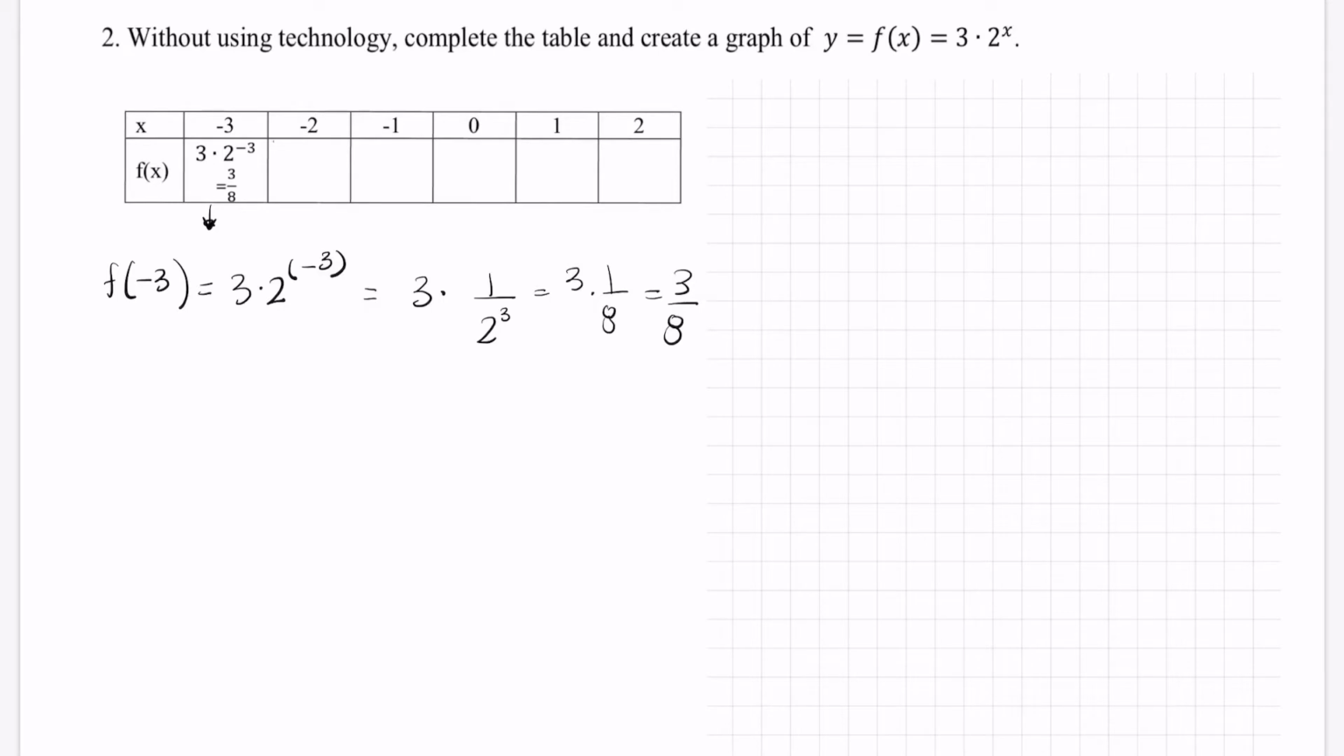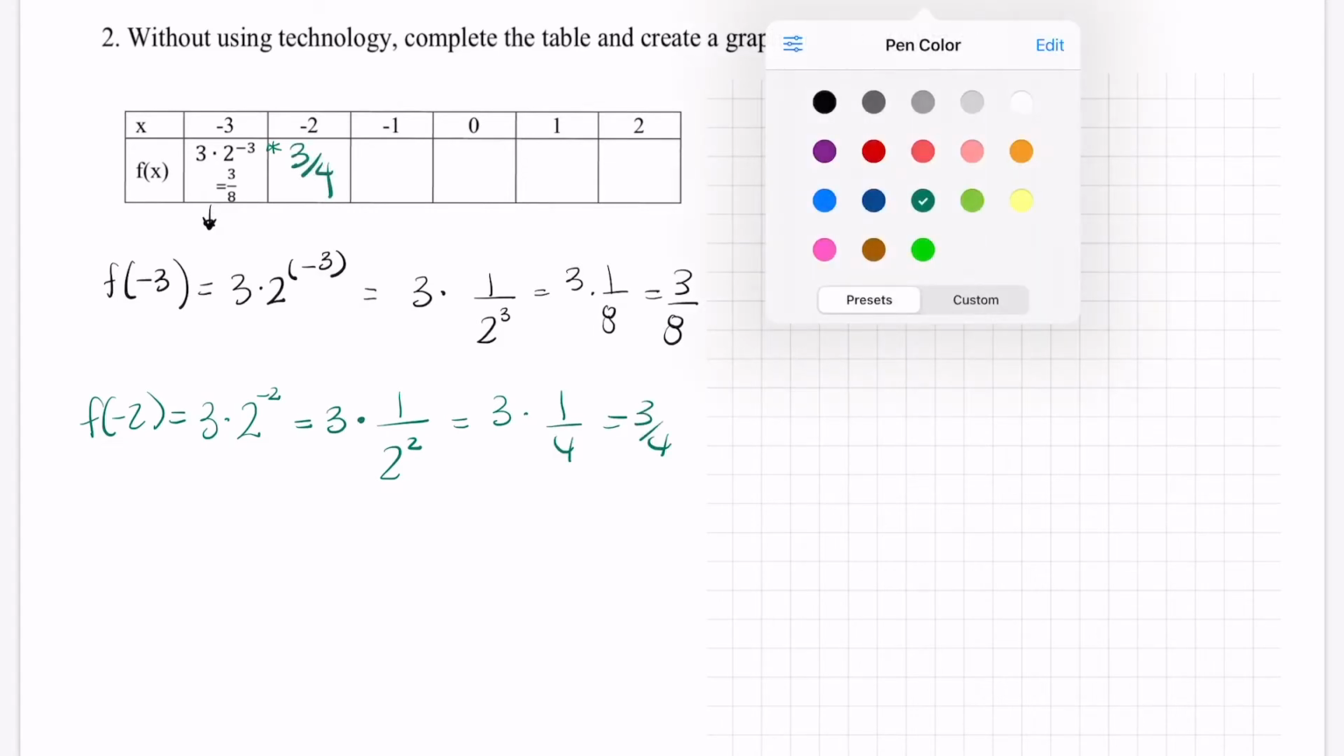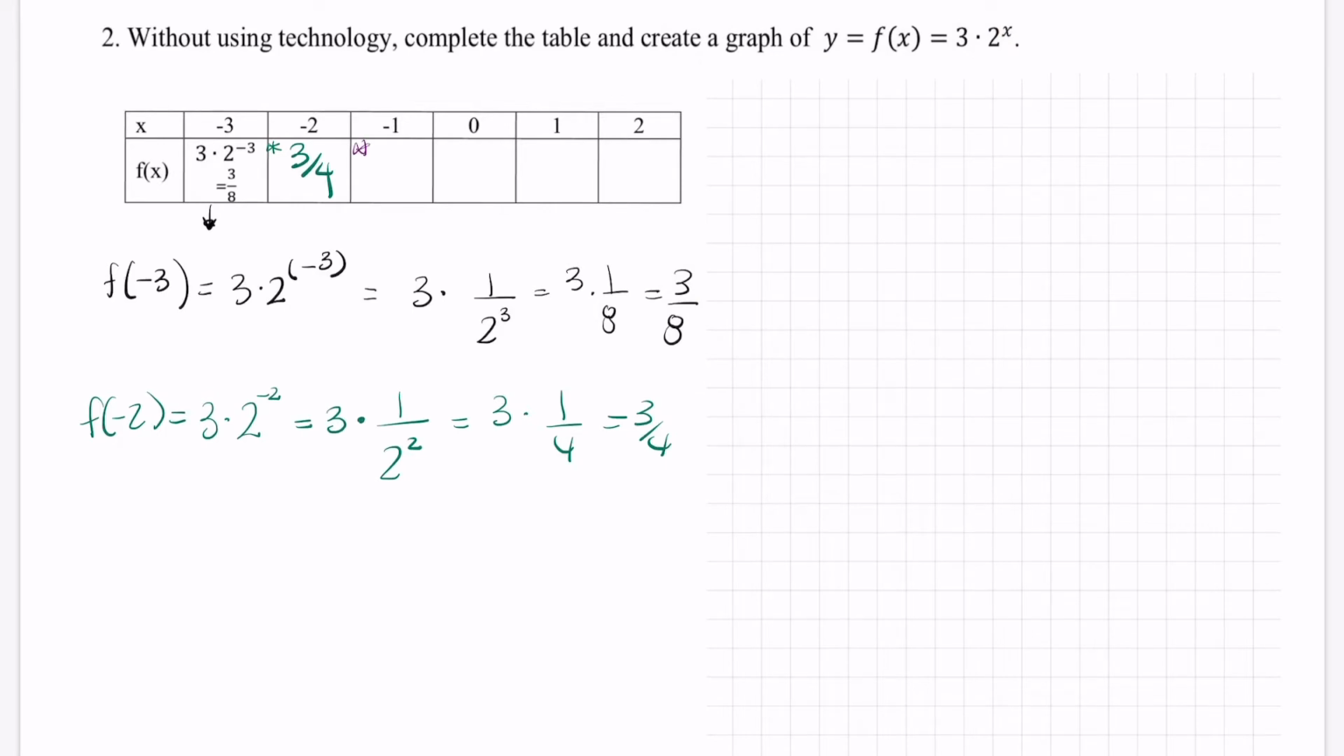All right, so let's do this again. I will do this one in green. F of negative 2 is equal to 3 times 2 to the negative 2 power, which is equal to 3 times 1 over 2 squared. 2 squared is 4, so we have 3 times 1 over 4, or 3/4. I'm going to do this one more time using purple. F of negative 1 is equal to 3 times 2 to the negative 1, which is equal to 3 times 1 over 2, or 3/2. Please pause this video now and attempt the rest of these problems independently.